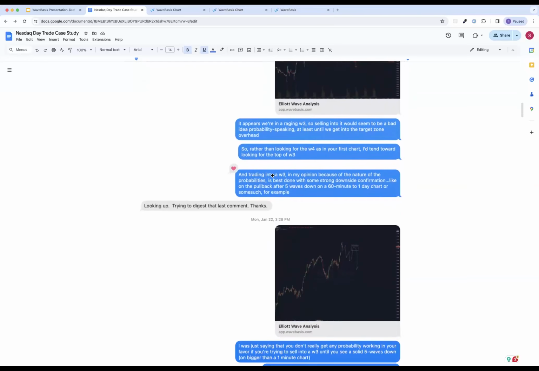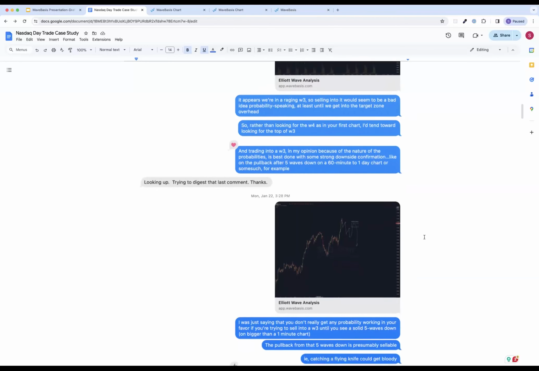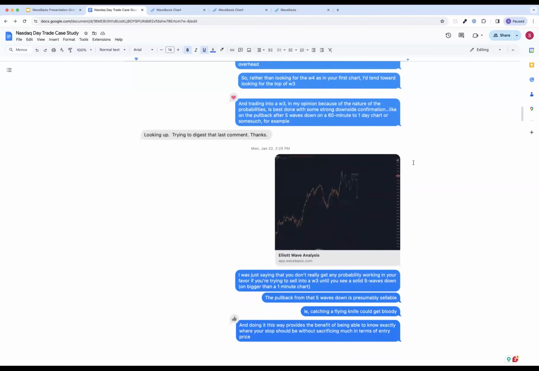As I said, trading into a wave 3, in my opinion, because of the nature of probabilities, is best done with some strong downside confirmation, like on the pullback after 5 waves down on a 60-minute to 1-day chart. These are just general guidelines of the thought process of getting into this type of trade. He didn't quite understand what I meant there, so I sketched it out for him.